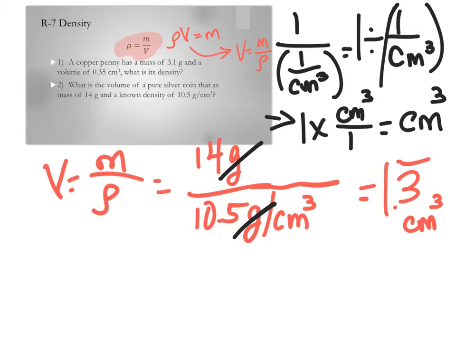Now, the other thing to look at is significant figures. We've got 2 on the 14 and 3 on the 10.5. Since this is a multiplication type step, we're going to have 2 significant figures, not 3. And so the answer is just 1.3 cubic centimeters.